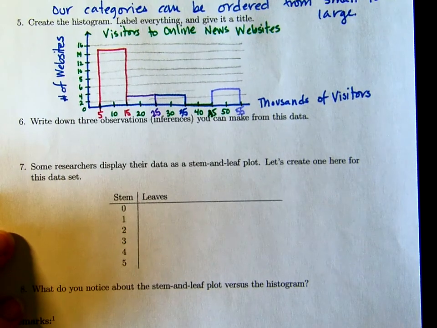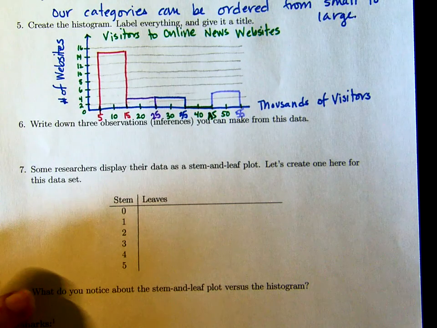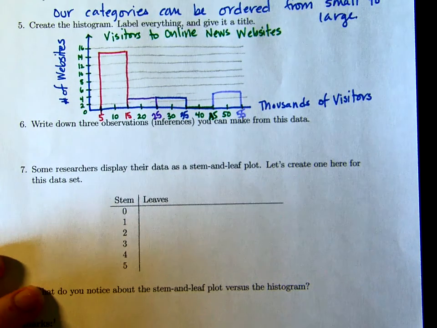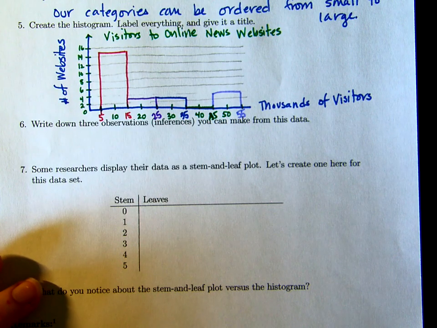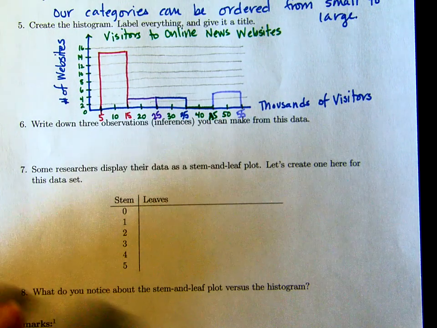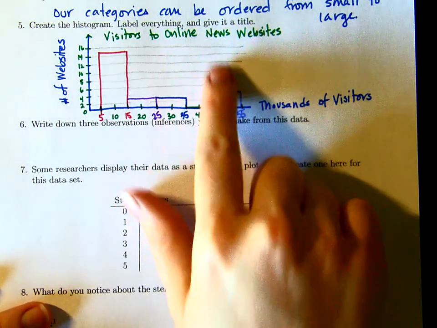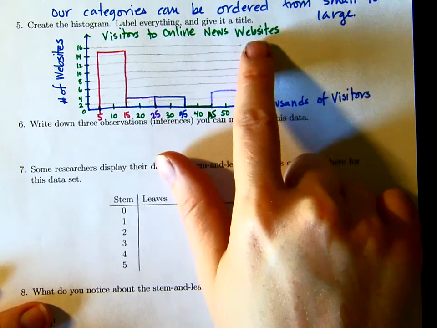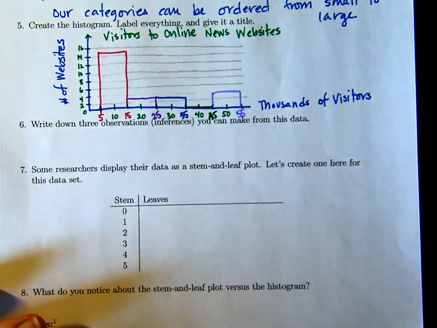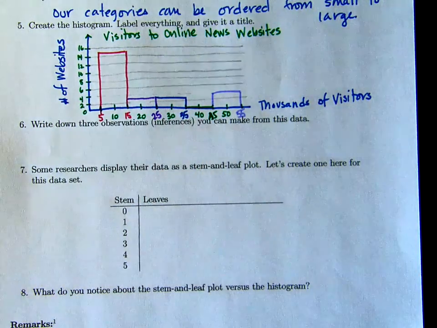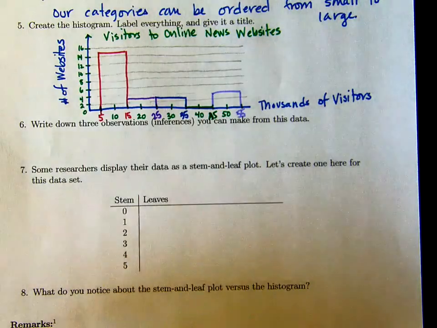Write down 3 observations or inferences you make from this data. Well, honestly, the first thing that I can see is that definitely there are a lot of visitors getting their news from websites. That's the first thing that I notice. So I'm going to write that down.